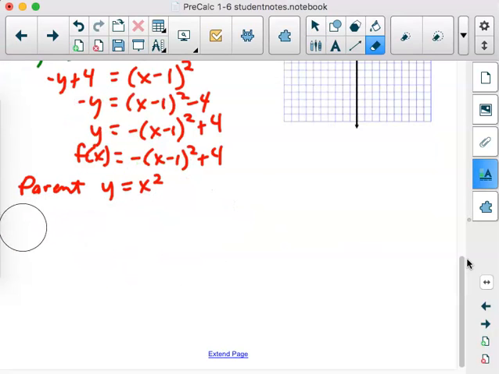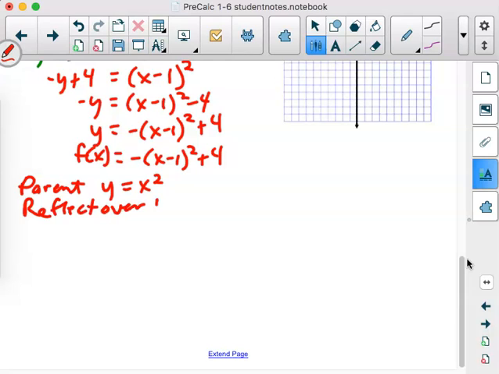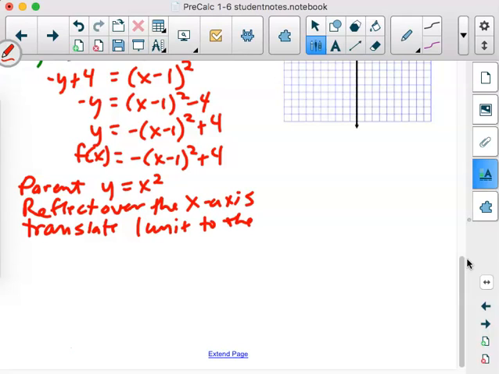All right, so first thing we need to do is identify the parent, and then work left to right on this. So the parent function is a quadratic again, y equals x squared, the squaring function. And then we will reflect over the x-axis, translate 1 unit to the right, remembering that the x's are always opposite, and 4 units up.